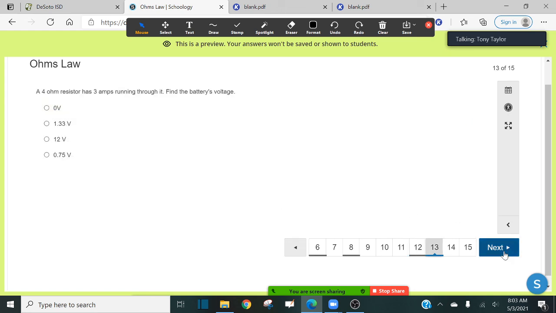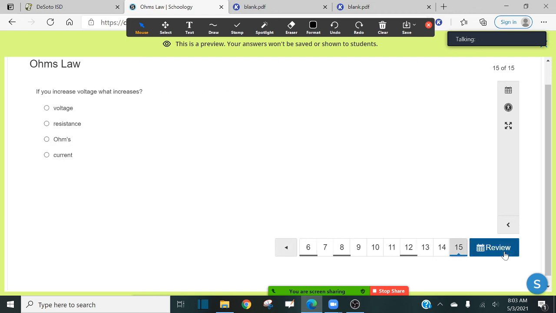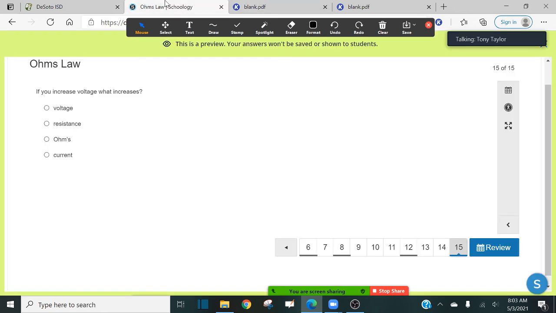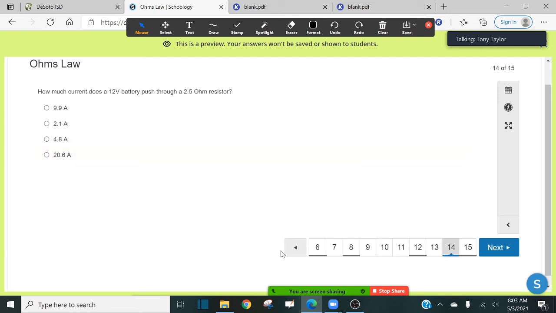And there are a few problems like this. For example, look at this one. It says, if you increase voltage, what increases? Well, go here. So as voltage increases, then current increases. Okay. And there are several problems like this or similar to this.